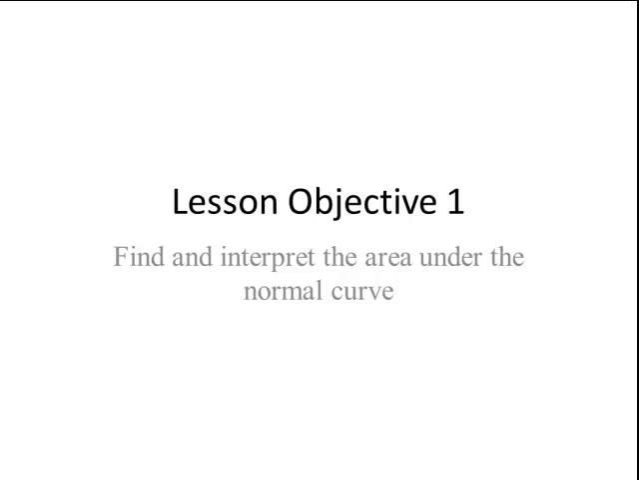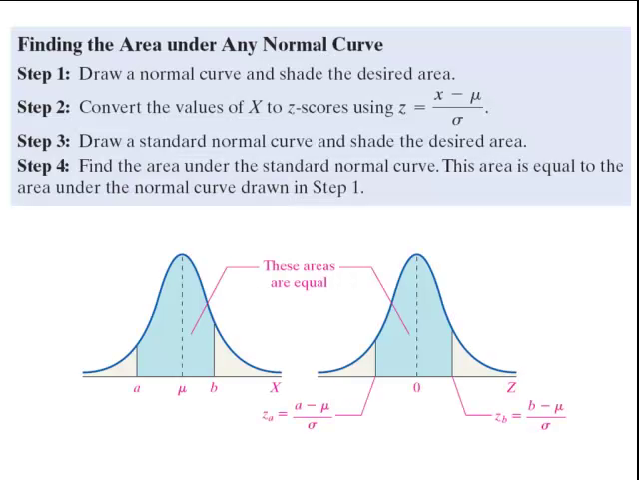Lesson Objective number 1. There are 4 steps for finding the area under any normal curve. Number 1. Draw a normal curve and shade in the desired area. Number 2. Convert the values of the random variable x to z-scores using the z-score formula.